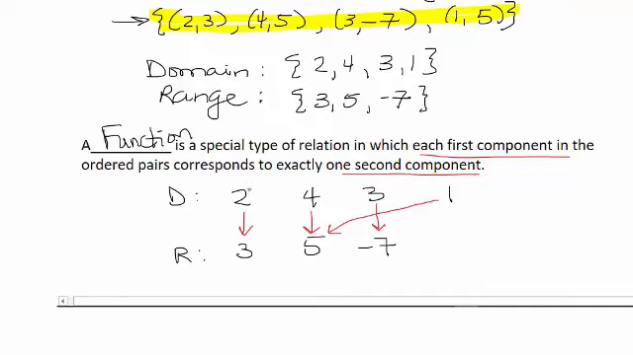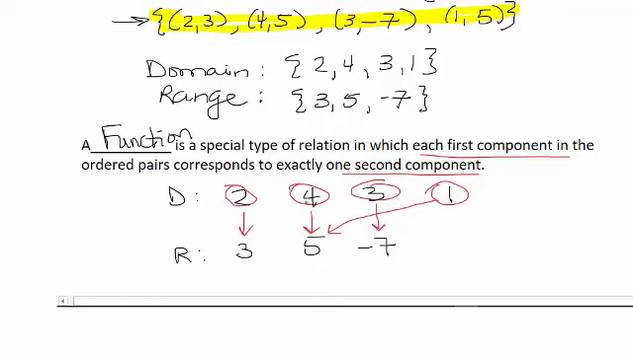So for example, if I say the input is 2, you know the output's 3, right? If I say the input is 4, you know the output is 5. There's no other number it could be. There's no additional second component. If I say the input is 3, the output you know is negative 7. If I say the input is 1, the output you know is 5.